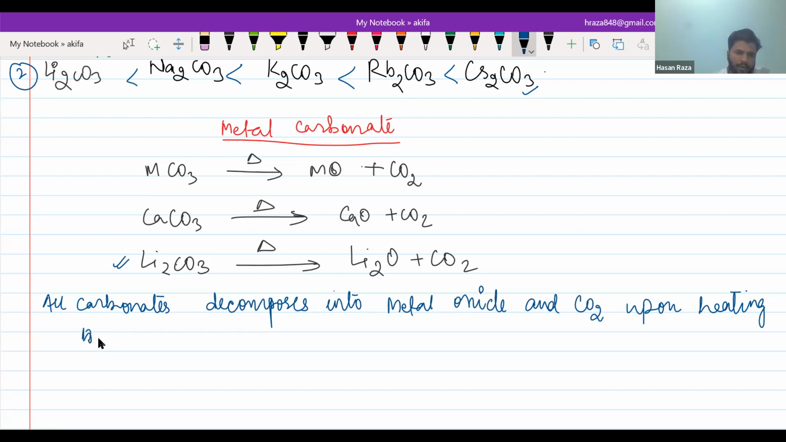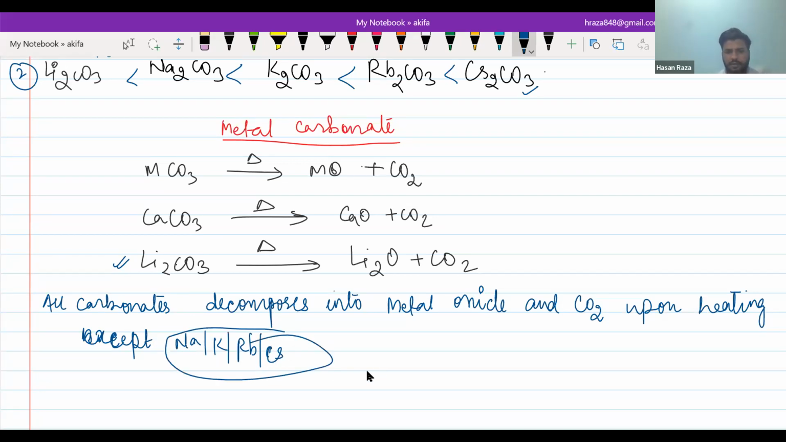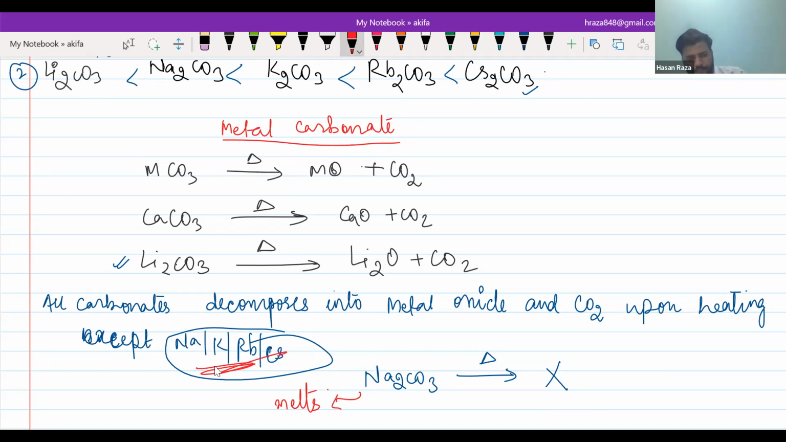But, or you can say except, sodium, potassium, rubidium, cesium. So if you heat sodium carbonate, it won't decompose, it will melt. Instead of decomposing, it melts, but it won't decompose. Just write it and let me know. Done. Very good.